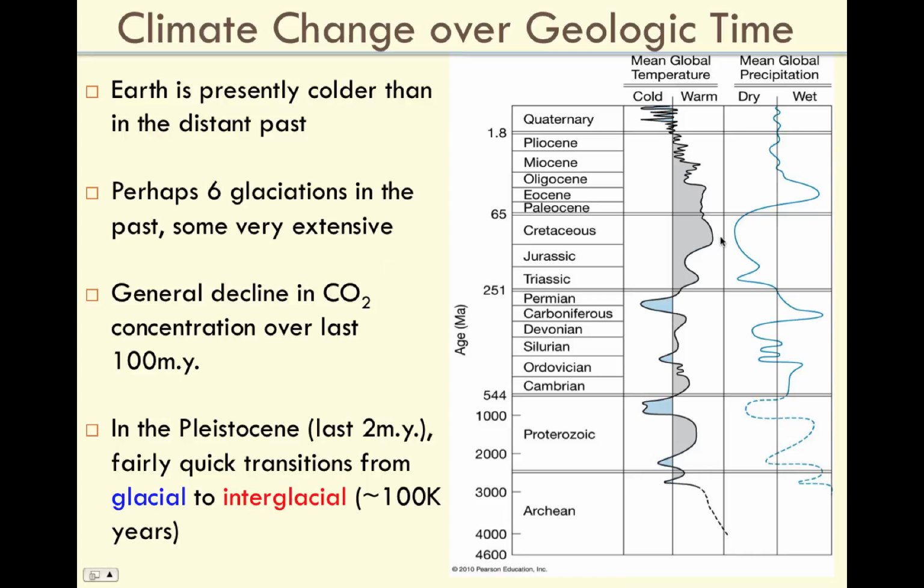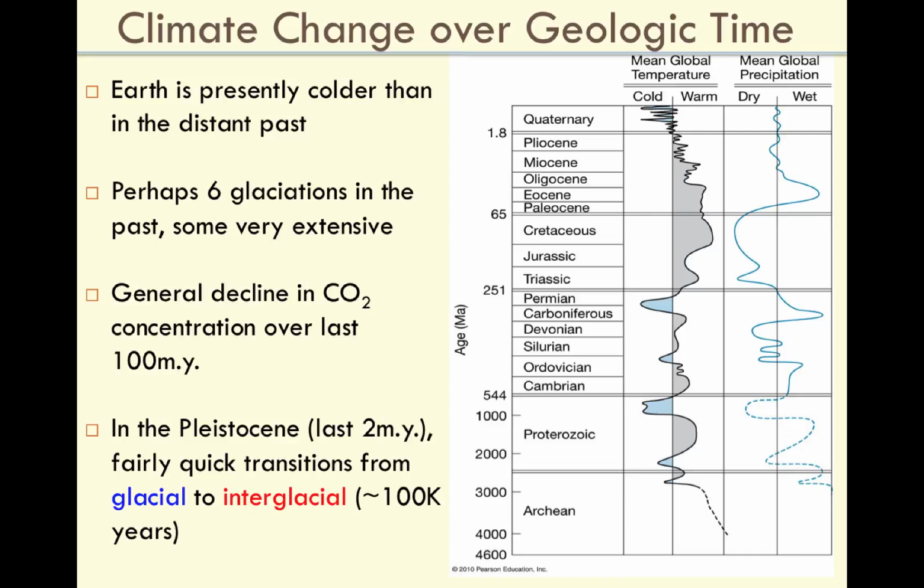There's been a general decline in CO2 concentration over the last 100 million years, from this peak during the Cretaceous down to the Pleistocene extending to now. In the Pleistocene, the last 2 million years, there's been fairly quick transitions from glacial to interglacial periods.